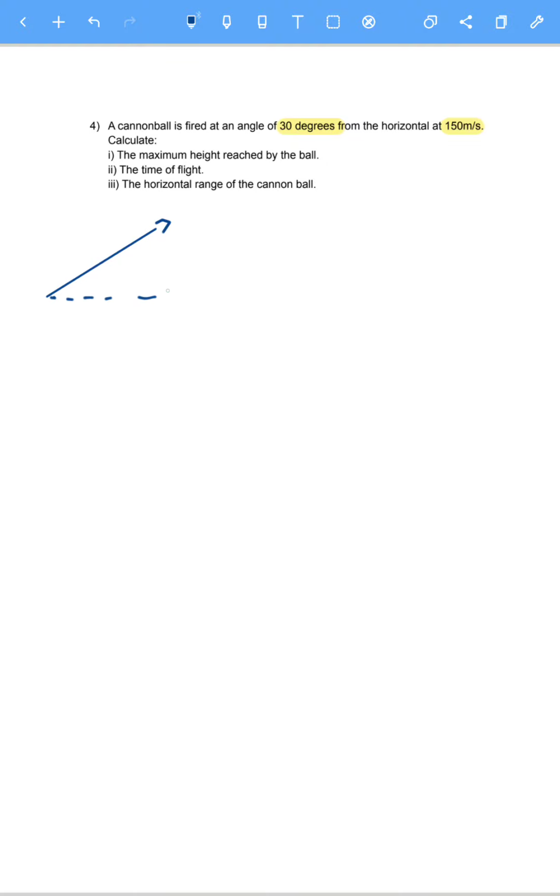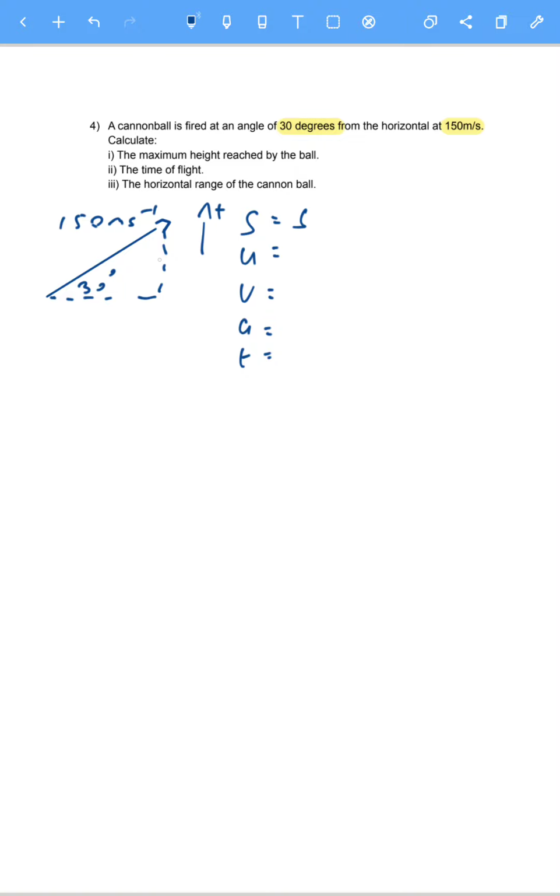So we've got 30 degrees from the horizontal, and it's 150 meters per second. And then we can start. So the maximum height reached by the ball. So the maximum height will be suvat vertically. So I'm going to write suvat. So the displacement S is what we're going to take up as positive actually. So the displacement is S.